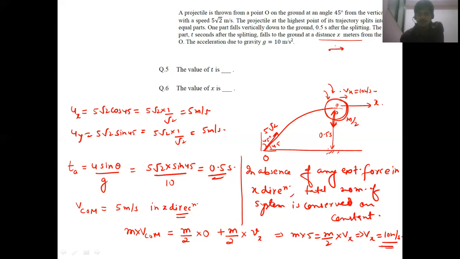The mass which is moving with 10 meter per second has an acceleration due to gravity in the downward direction. So it will also take, because here the uy component for this is also 0, it will also take 0.5 seconds. That is the answer of the first part.